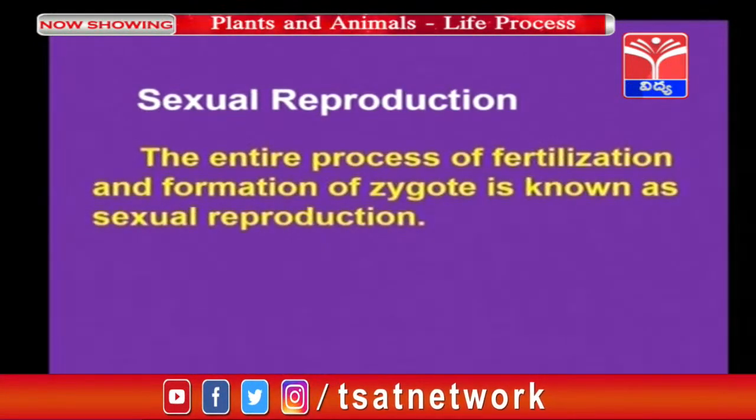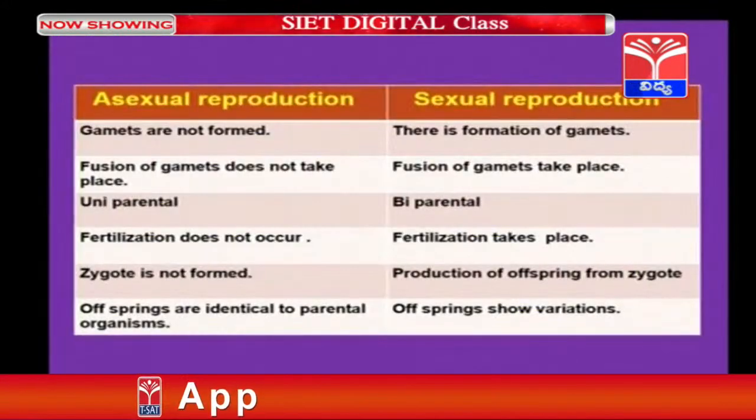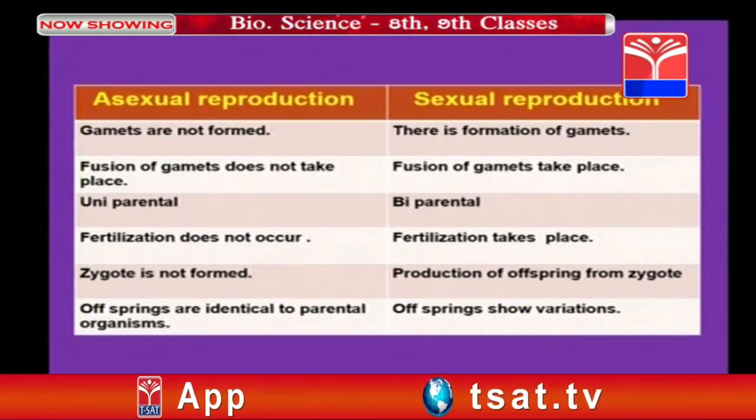Sexual reproduction is the entire process of fertilization and formation of zygote. These are the differences between asexual and sexual reproduction.